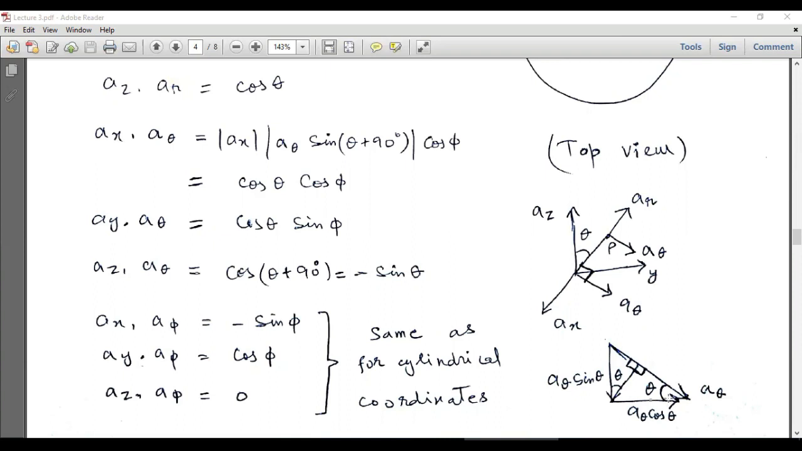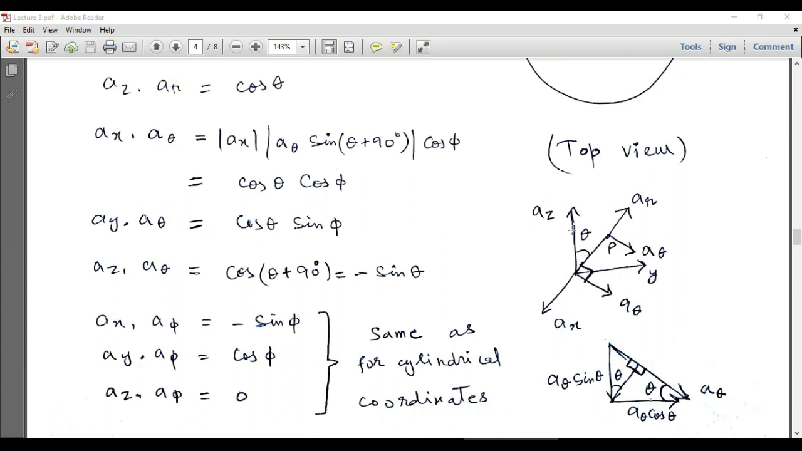Now we know that this is the z axis, this is the y axis, okay, and this is a_theta. So the angle between a_z and a_r is equal to theta. Now this a_theta is perpendicular to a_r and this a_y is perpendicular to a_z. So the angle between two lines is the same as the angle between their perpendiculars.